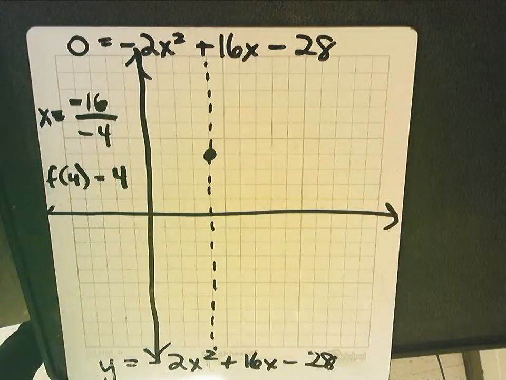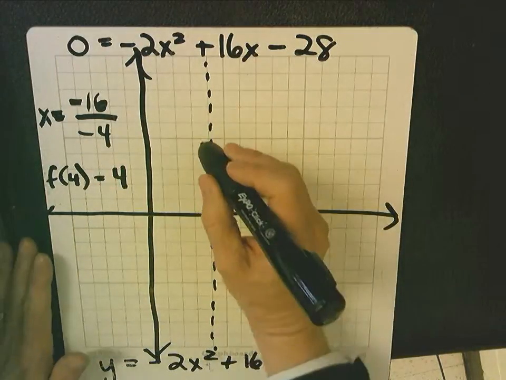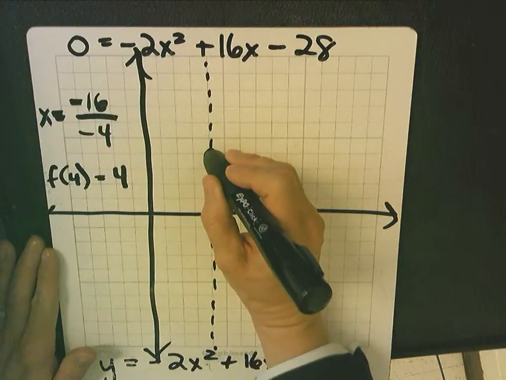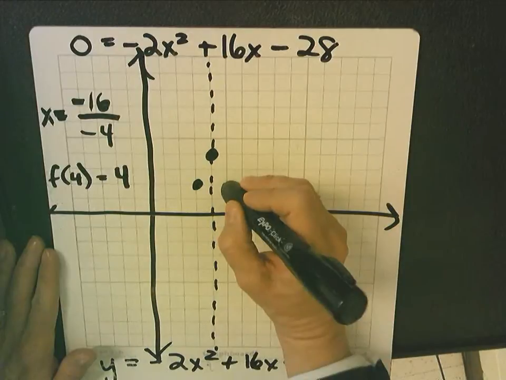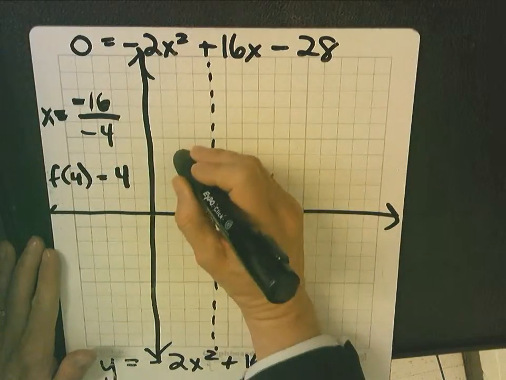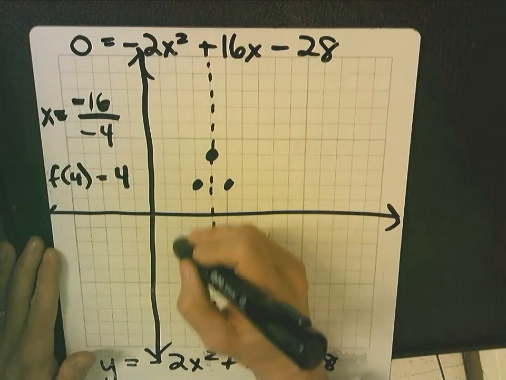Now, it's going to face downward, so I know I'm going to have a solution, right? So I'm going to use the shortcut method. I'm going to go over 1, down 1 squared times a, or down 2. I'm going to go over 2, down 2 squared times a, which is 4 times negative 2, which means I go down 8.